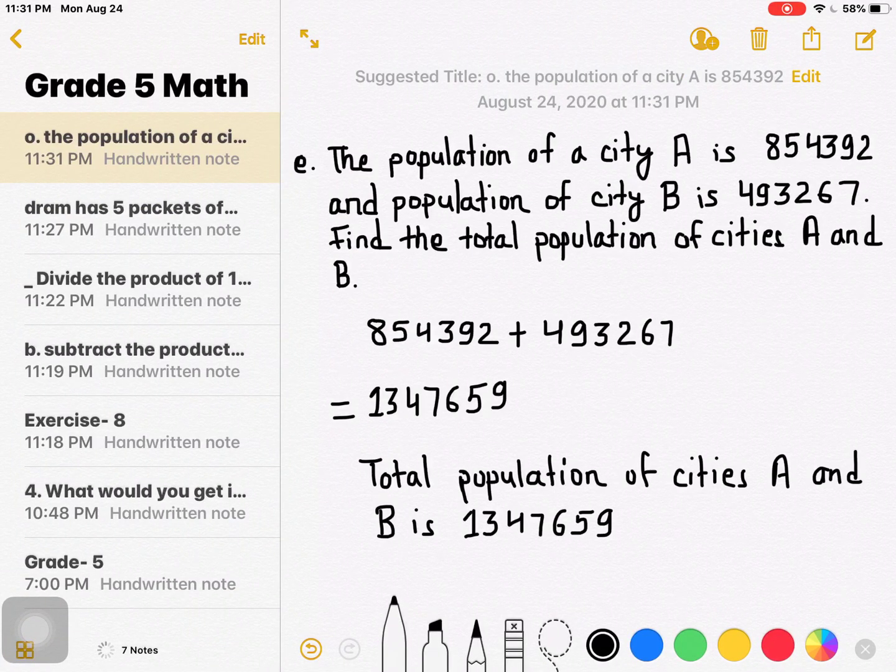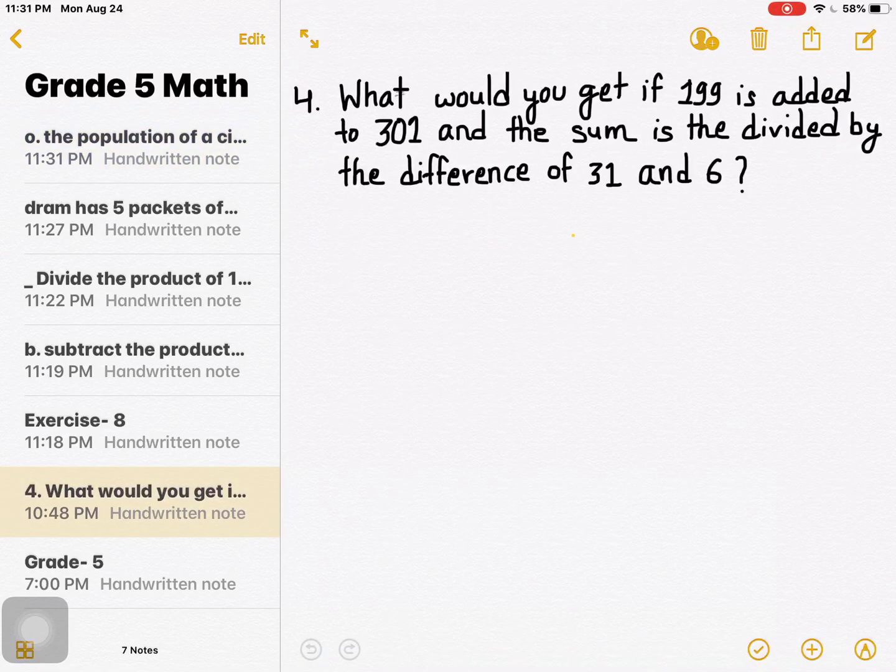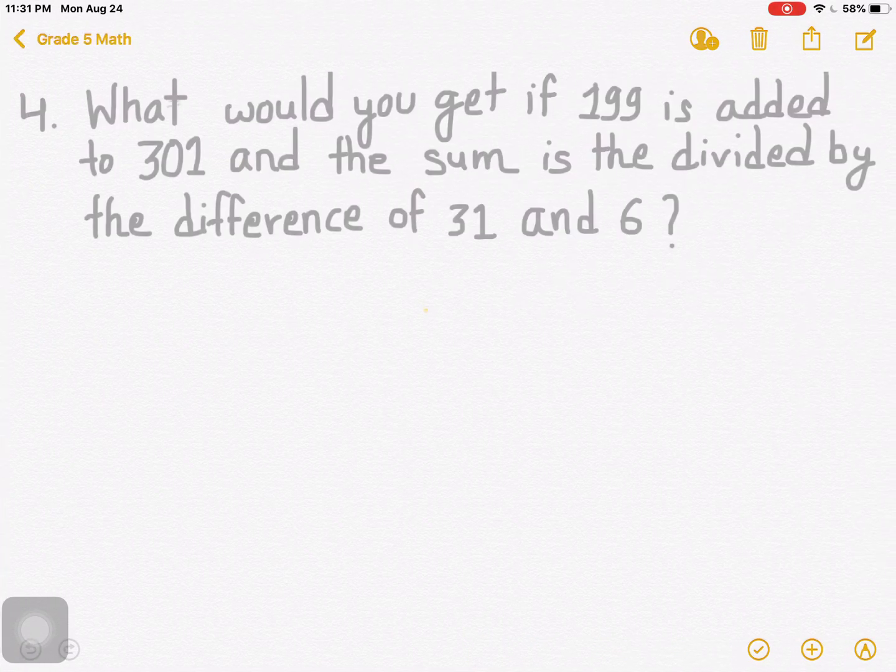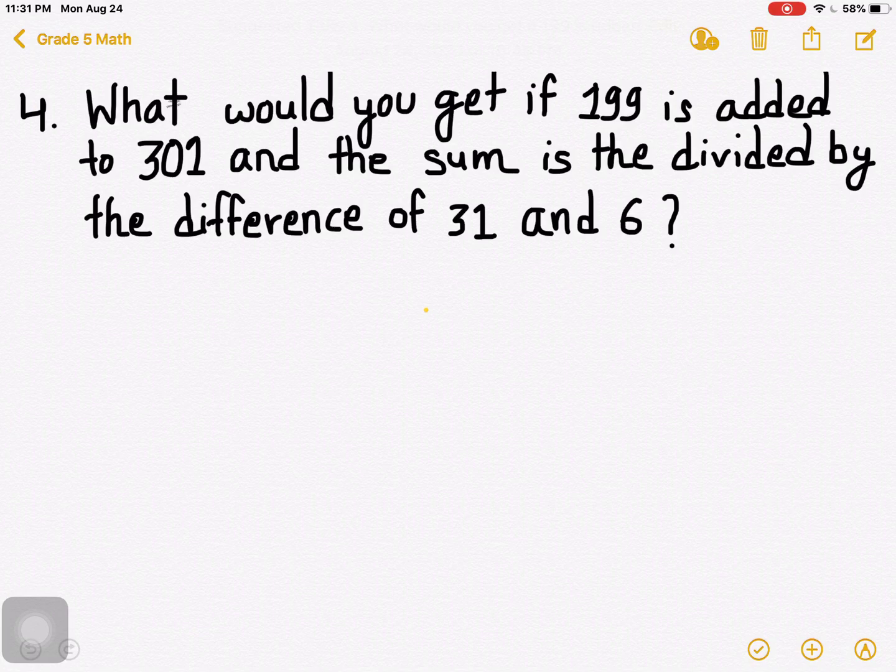Now let us go to another question. Okay, this is in exercise 8.4. This question is also tricky. What would you get if 199 is added to 301 and the sum is divided by the difference of 31 and 6?